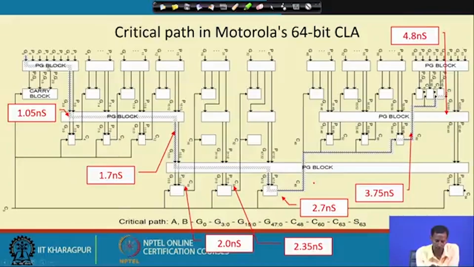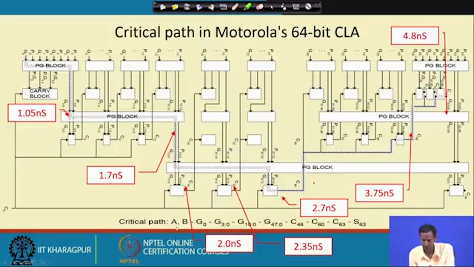It starts from Z0, then it comes from this, that is 3 to 15, for this 4 group. Okay. Then again it comes over here, passes through this, then again goes through this particular block, and ends at this C63, which is basically producing the C64, which is the final output. Okay.